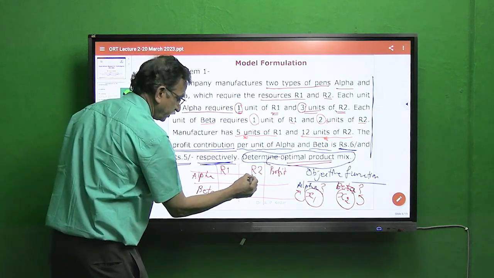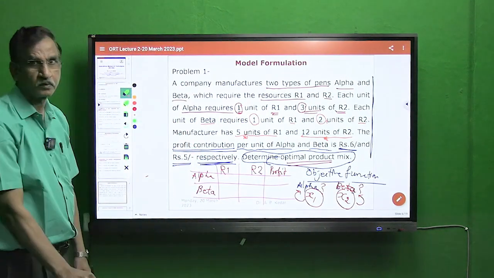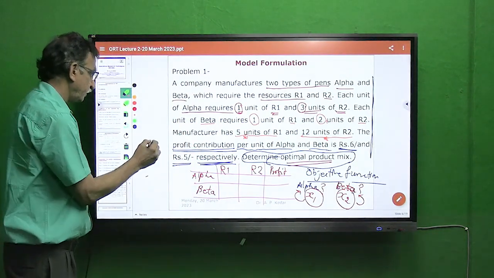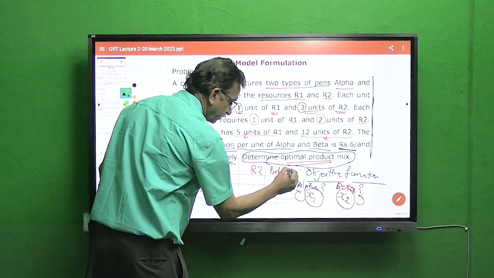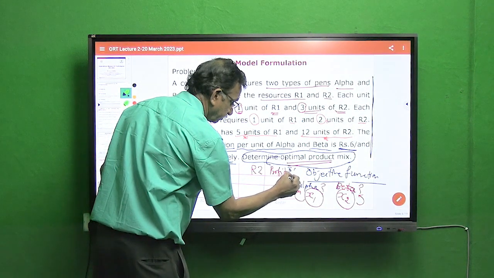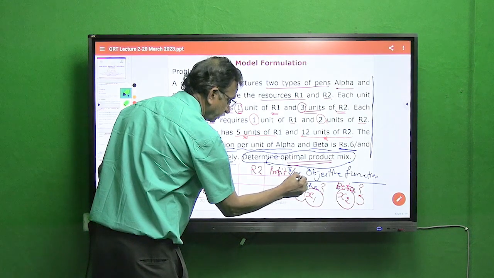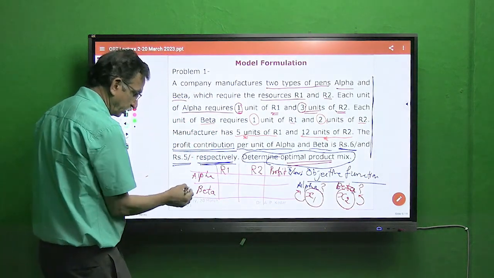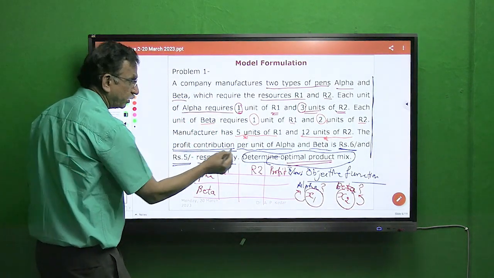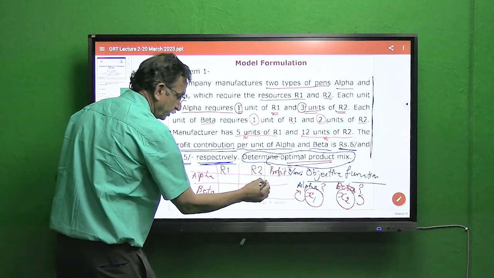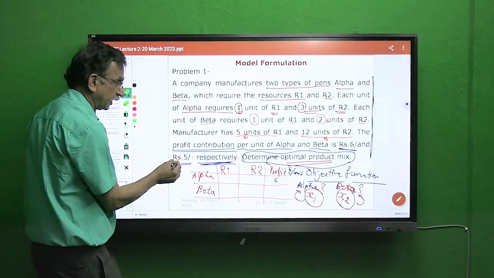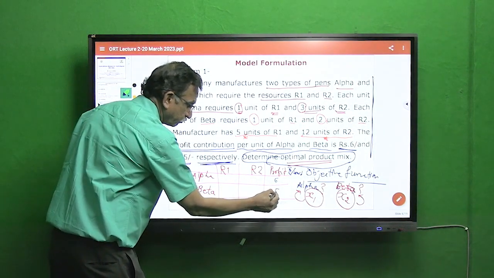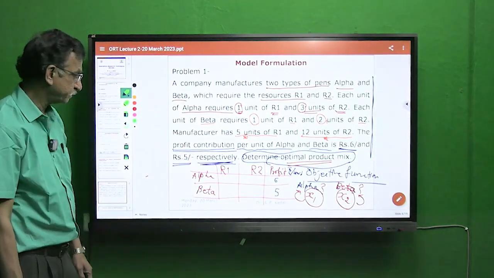See here what I am doing. Profit in rupees per unit. This is given to me. For alpha pen I am earning rupees 6 profit per pen. For beta I am earning rupees 5 profit per pen.